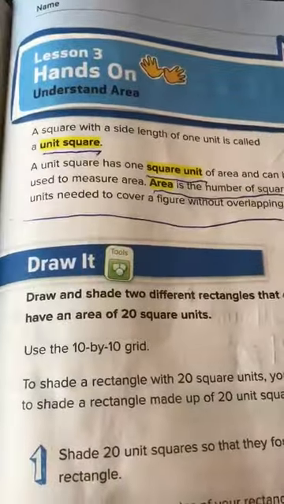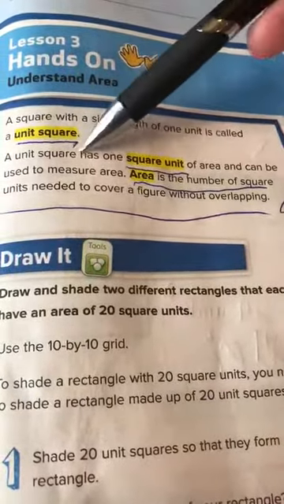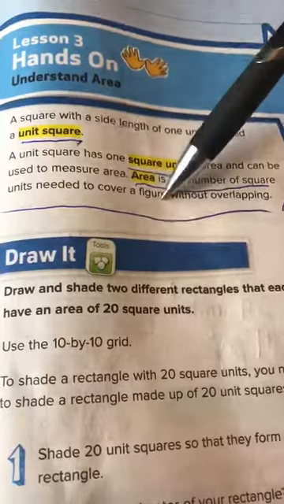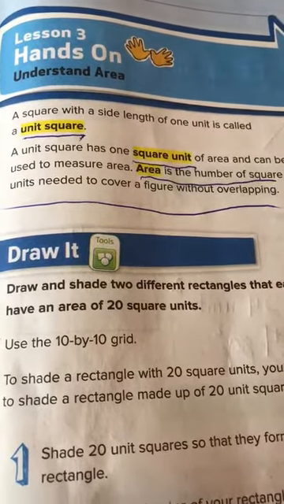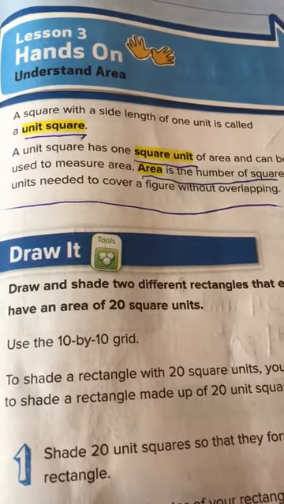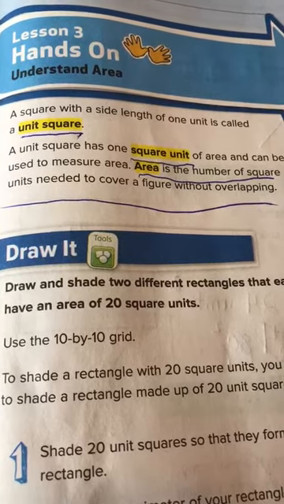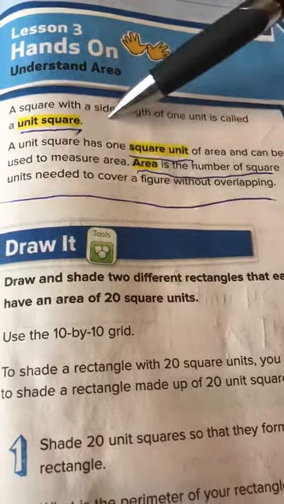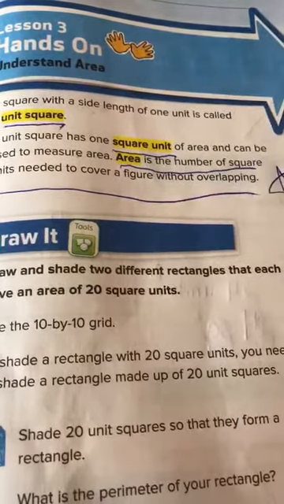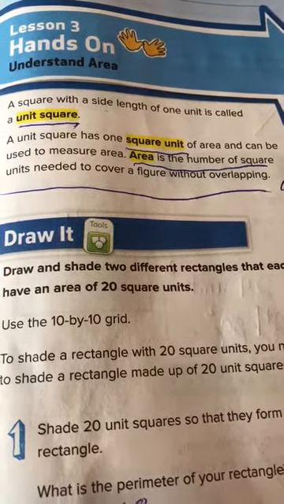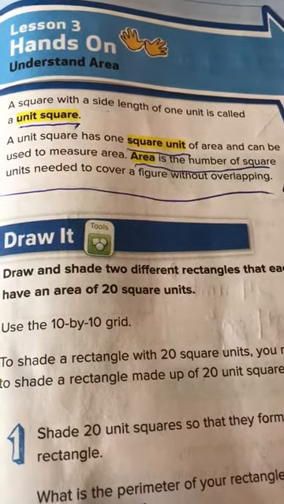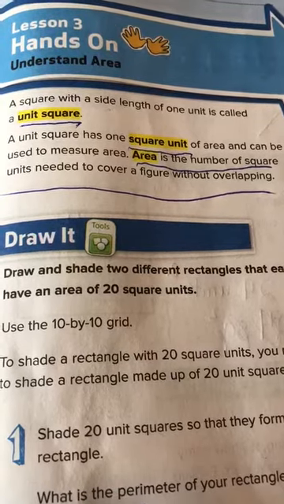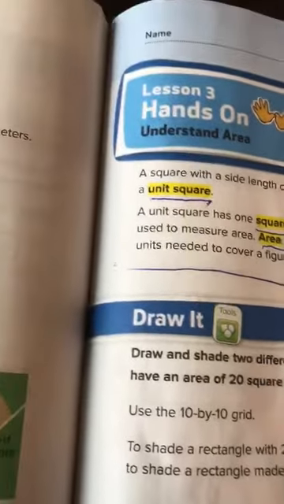So up at the top are some yellow words that you're going to use later in the lesson and the chapter. When we're understanding area, it says a square with a side length of 1 unit is called a unit square. A unit square has 1 square unit of area and can be used to measure area. Area is the number of square units needed to cover a figure without overlapping.